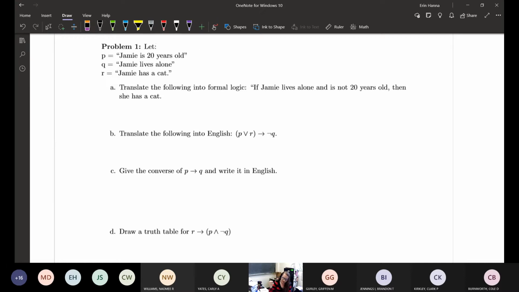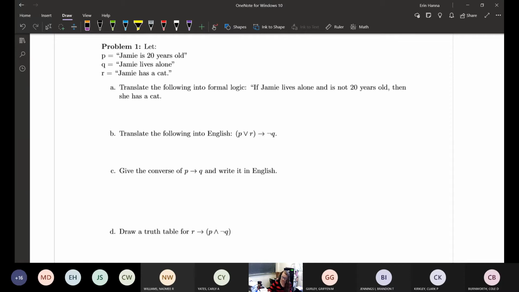So let's say we're looking at this problem. We're letting P represent Jamie is 20 years old, Q being Jamie lives alone, and R being Jamie has a cat. So say we wanted to translate the following sentence to formal logic. If Jamie lives alone and is not 20 years old, then she has a cat.